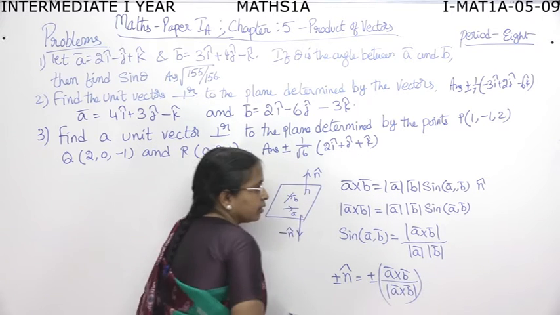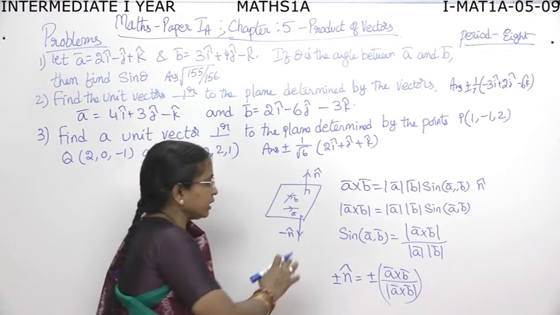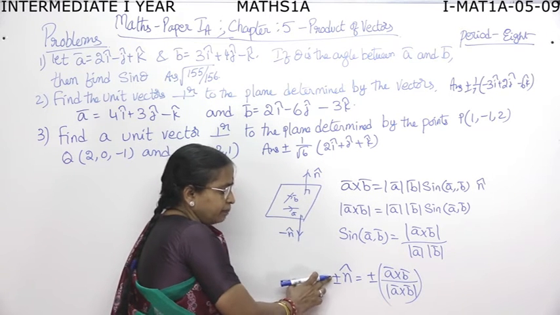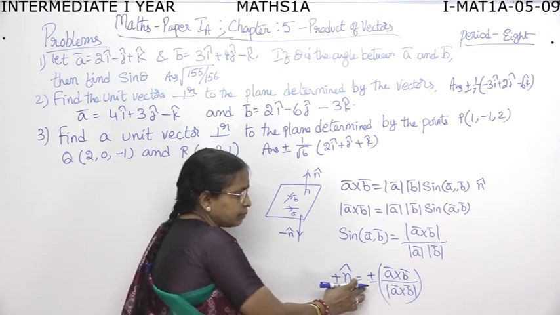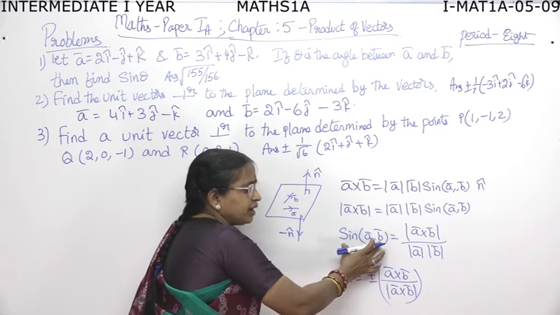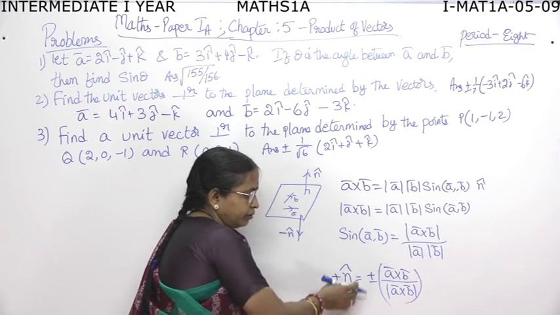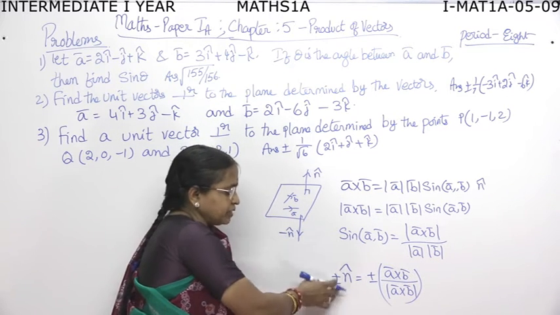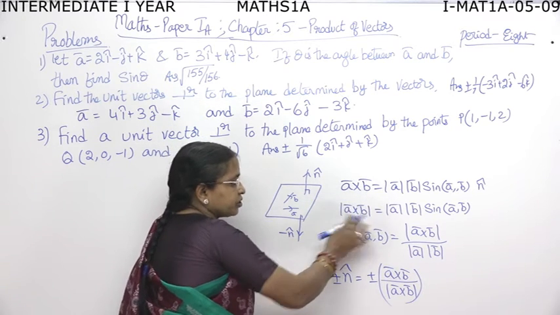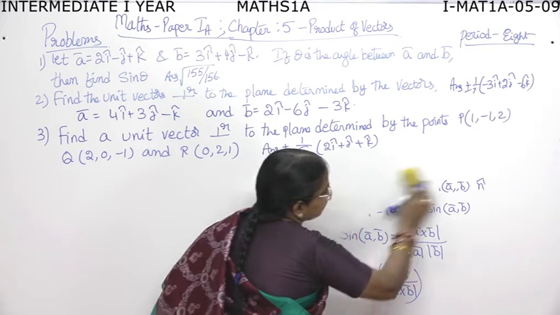So the formula for the unit vectors perpendicular to the plane containing A and B is given by plus or minus n cap, that is plus or minus A cross B by mod of A cross B. Sine of angle between A and B is mod of A cross B by mod A mod B. You can just understand the difference between these two formulae and learn properly. You can think of the definition and you can just learn the formula. So all these formulae we need.